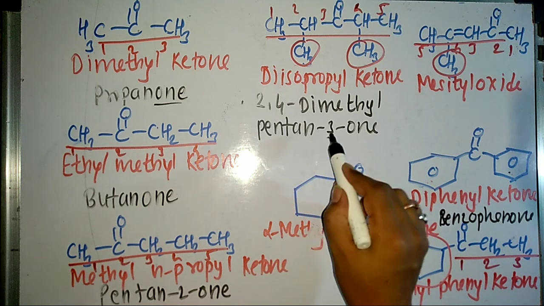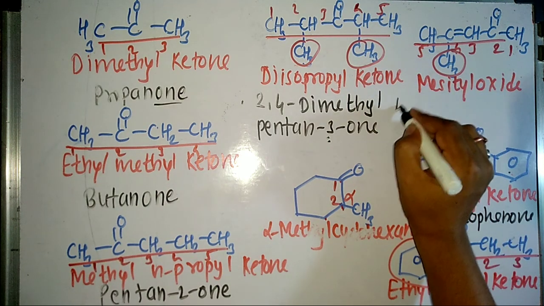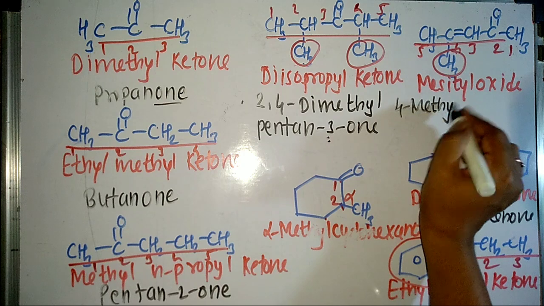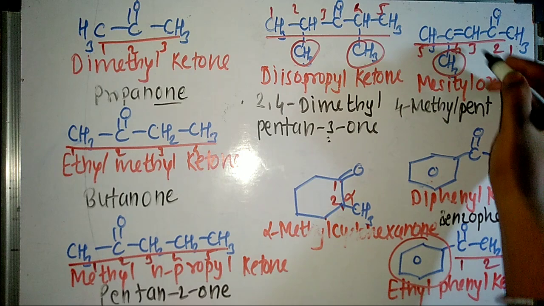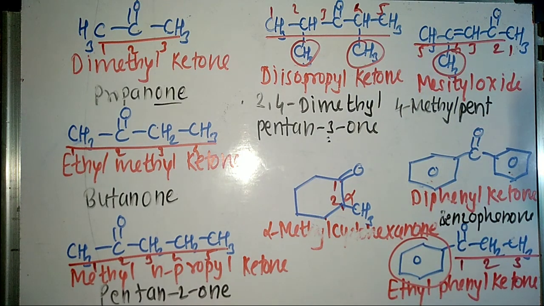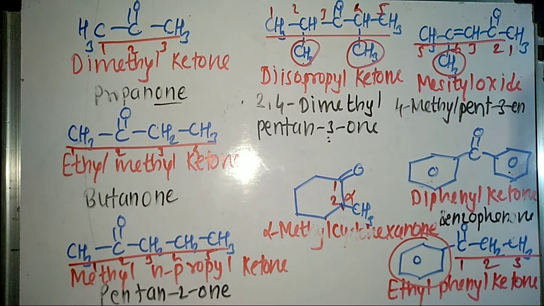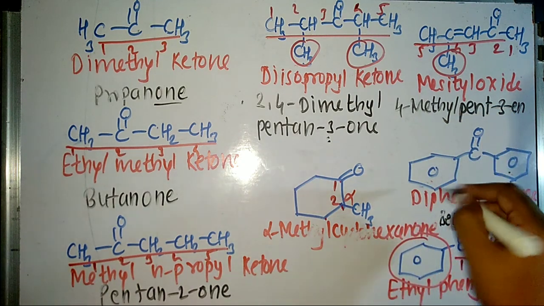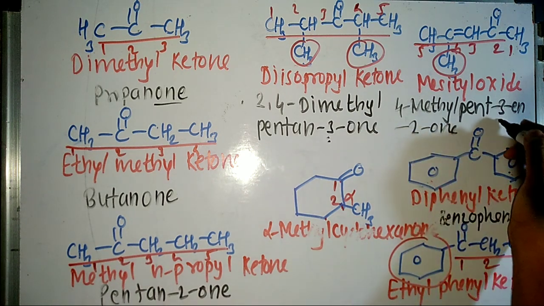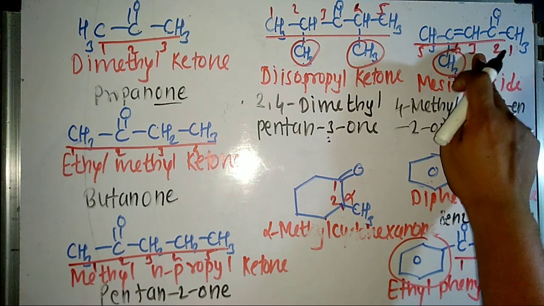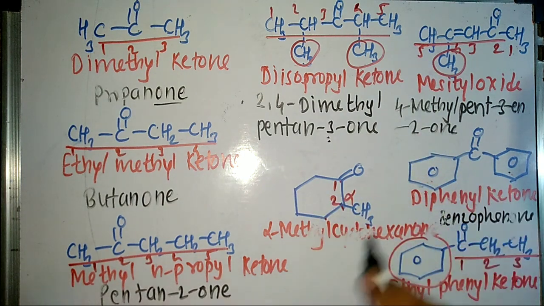But here we have mentioned the number of the carbon atom to which the double bond O is attached. Here again a substituent appears at the fourth position and that substituent is a methyl. So I will write 4-methyl. The longest chain contains 5 carbon atoms, but it is not an alkane now since we have a double bond here. The double bond appears at the 3 position. So the name will become alkene: 4-methylpent-3-ene. Since the ketonic group is present at the 2 position, it will be 2-one. Here I have mentioned the position of the double bond as 3-ene because the double bond starts at carbon number 3.